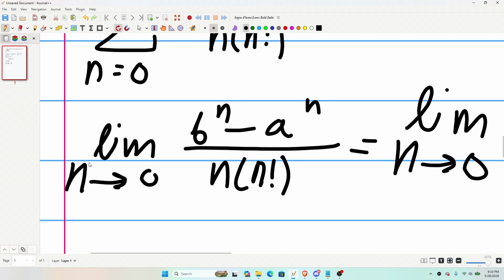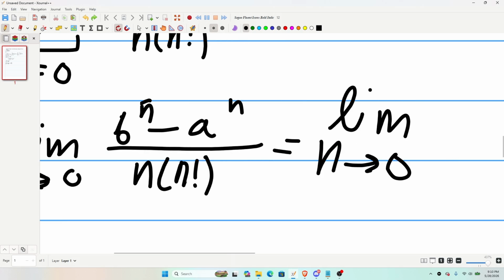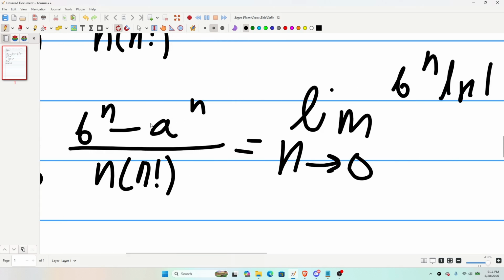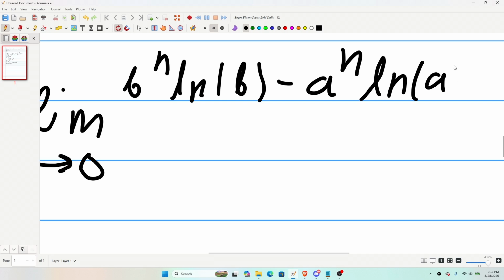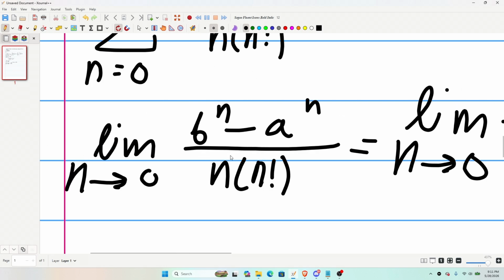Because we're taking the limit as n approaches 0, we're going to be taking derivatives with respect to n. The derivative of b to the n is just b to the n times the natural log of b. Same thing goes for a to the n, so minus a to the n ln of a, and then divide. How do we take the derivative of n times n factorial? Well, just treat them like two separate functions and use the product rule.